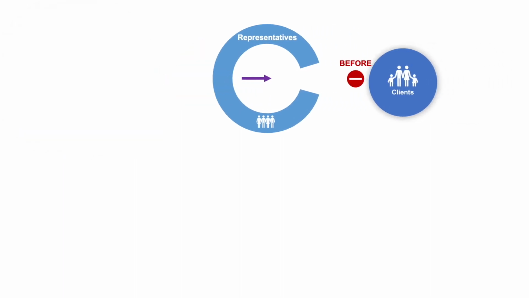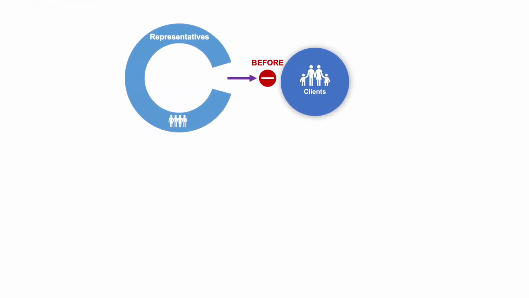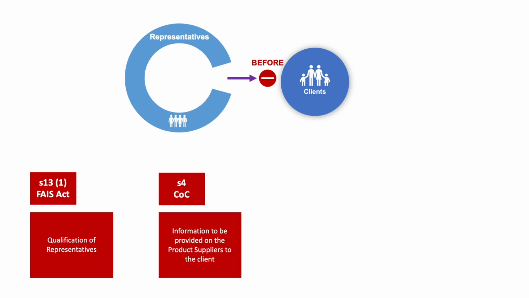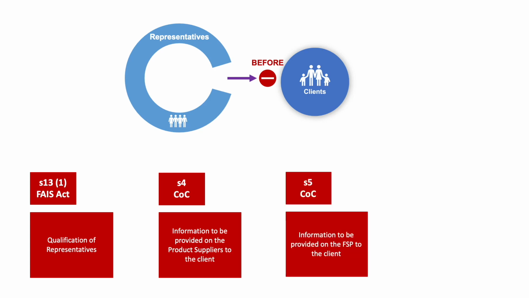We cover the following sections when dealing with information to be provided and disclosed by a representative to a client. Section 13, subsection 1 of the FASE Act. This covers the qualification of representatives. Section 4 of the Code of Conduct. Information to be provided on the product suppliers to the client. Section 5 of the Code of Conduct. Information to be provided on the FSP to the client.